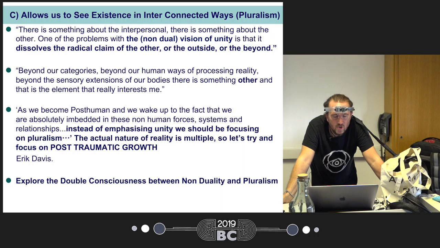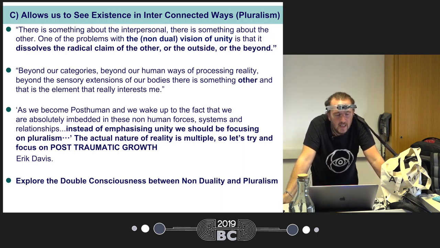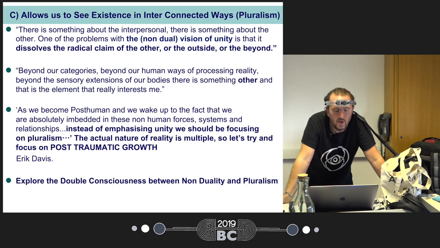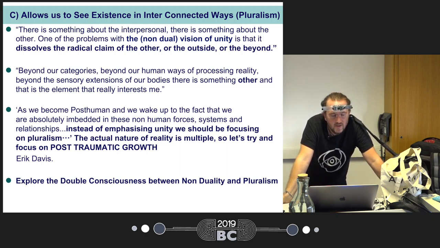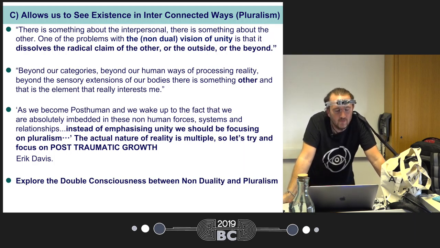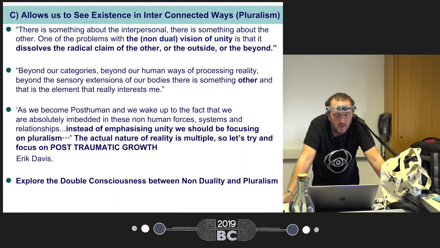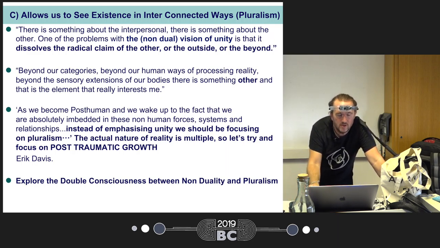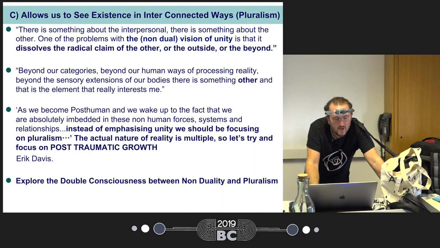One of the problems with the non-dual vision of unity is that it dissolves the radical claim of the other, or the outside, or the beyond. Beyond our categories, beyond our human ways of processing, beyond the sensory extensions of our bodies, there is something other than other, and that is the element that really interests me. As we become post-human and we wake up to the fact that we are absolutely embedded in these non-human forces, systems, and relationships, instead of emphasizing unity, we should be focusing on pluralism. The actual nature of reality is multiple, so let's try and focus on post-traumatic growth as opposed to stress.